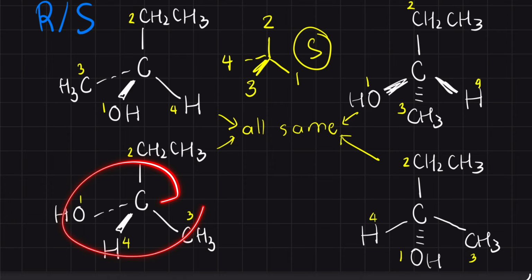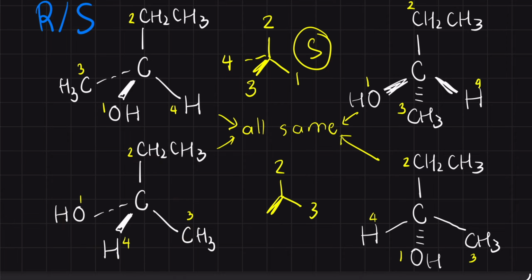Or how about doing this? So we have 2, 3, 4, 1. I can just move this such that 4 goes here, 1 here, and 3 here. So it would be this, this, this. And guess what? It's the same drawing as the one above. It's also counterclockwise, so it's S.